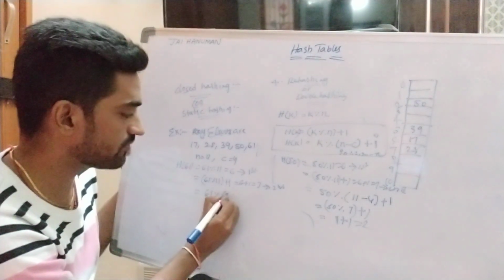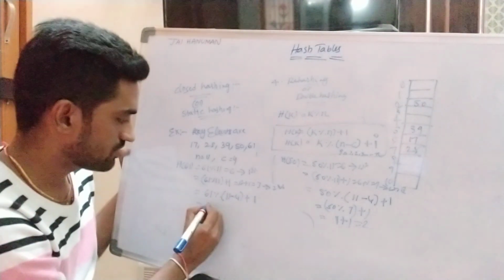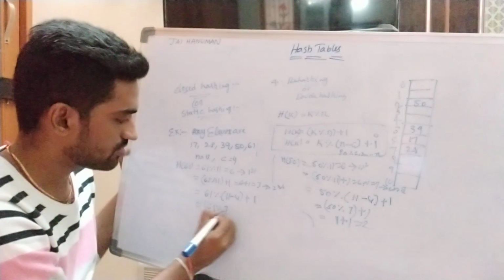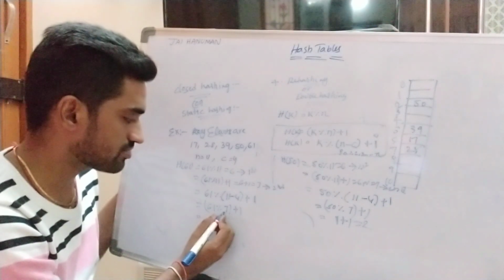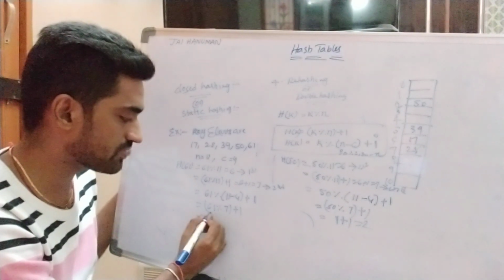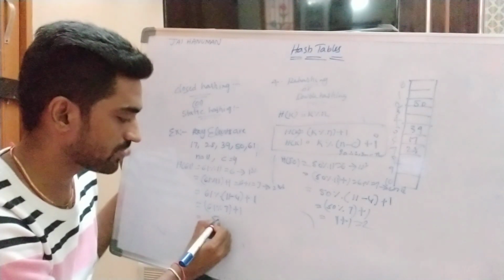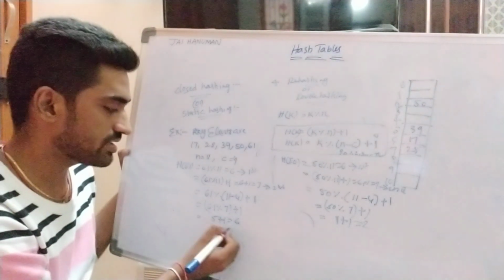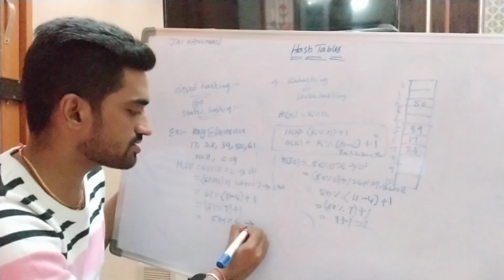61 modulo division of 11 minus 4 plus I value starts from 1. So 61 modulo division of 7 plus 1, right? So 7 sevens are 49, 7 eights are 56, 56, 5. 5 plus 1, which is equivalent to 6. Again sixth position is already occupied by 17, so collision is occurred. This is third collision.